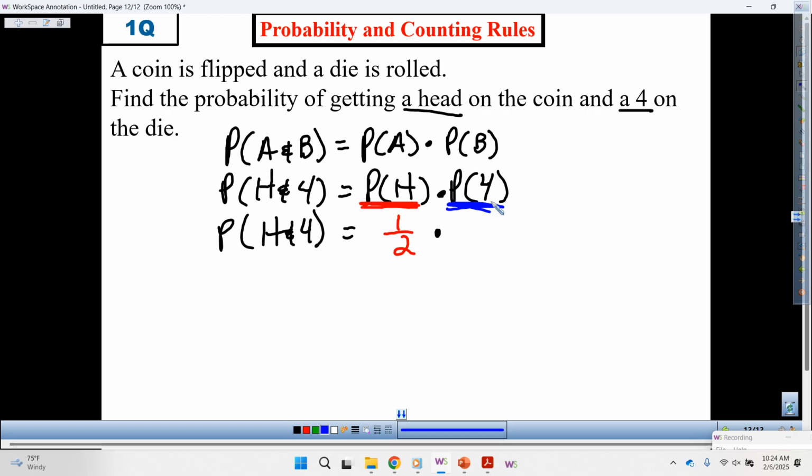All right. Aaron, what you get? 1/6. That is correct. Therefore, the probability of rolling a heads and a 4, multiplication, is 1/12. All right, from 1 to 5, I'll come through. Are you with that so far? Yeah. Okay.